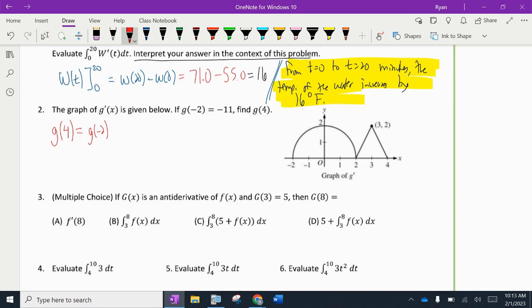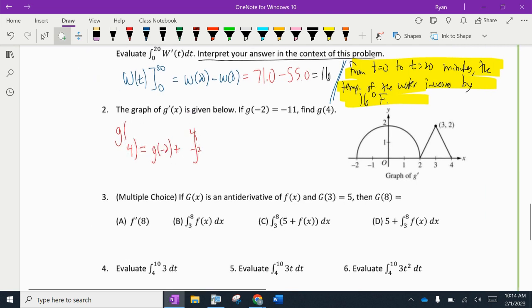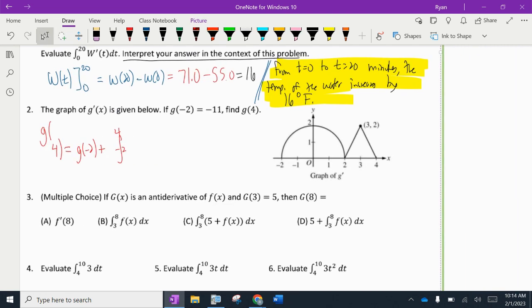G of 4 is equal to where the particle, wherever the point is at g of -2, plus the accumulated change going from what lower bound to what upper bound? -2 to 4. The x values are changing from -2 to 4. How were those values chosen? Well, they were chosen because my computer's running a little slow. Let's just rewrite that.